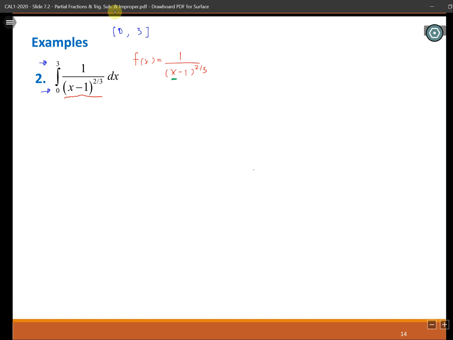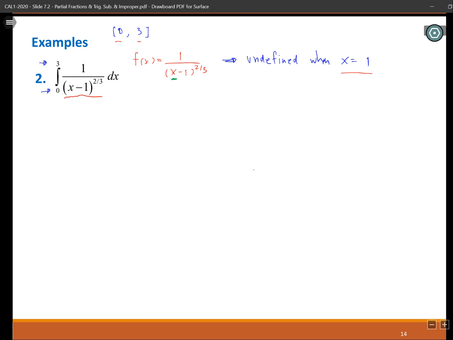Alright, so at this point, we can write down that this function is undefined when x is equal to 1. And what we need to do here is to check whether this point is within the range of the integration. As you can see here, we have the range from 0 to 3, and x equal to 1 would be in between 0 and 3.